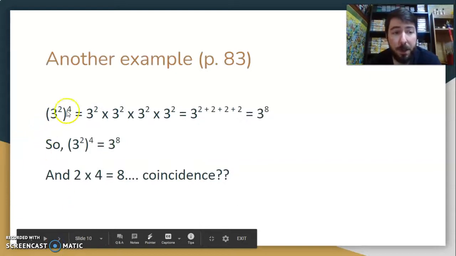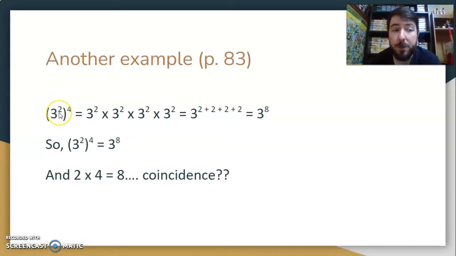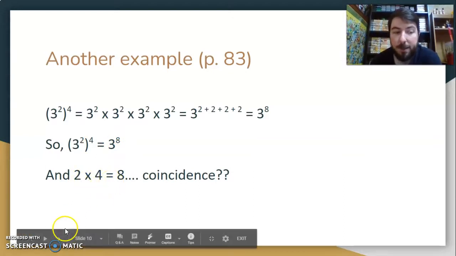So here's 3 to the power of 2 to the power of 4. That means that we're multiplying 3 to the power of 2 4 times. So 1, 2, 3, 4. And when we are multiplying numbers that have the same base, we just add the exponents together. So 2 plus 2 plus 2 plus 2. And we get 3 to the power of 8. So 3 to the power of 2 to the power of 4 equals 3 to the power of 8. But hold on, 2 times 4 equals 8. Is it a coincidence? Usually when I ask that, that means it's not a coincidence.